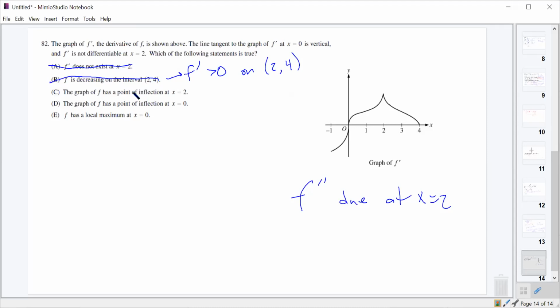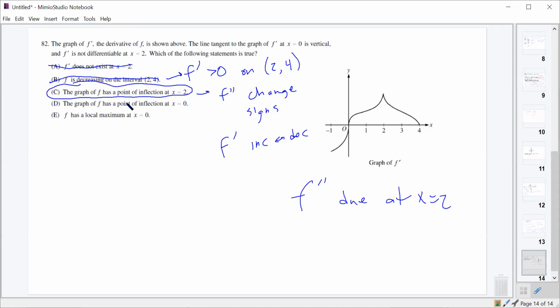For C, the graph of f has a point of inflection at x equals 2. If it's going to have a point of inflection, that tells us that f double prime needs to change signs, which means that f prime needs to either go from increasing to decreasing or decreasing to increasing. Either way, it doesn't matter. So if we look at f prime, it goes from increasing to decreasing at x equals 2. So we're guaranteed that there is a change in the concavity at x equals 2. And so that must be the correct choice.